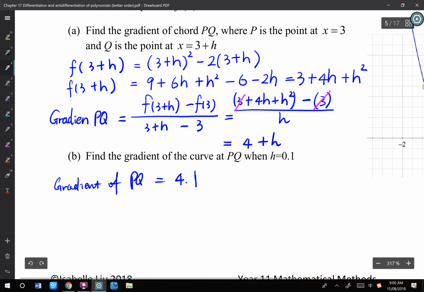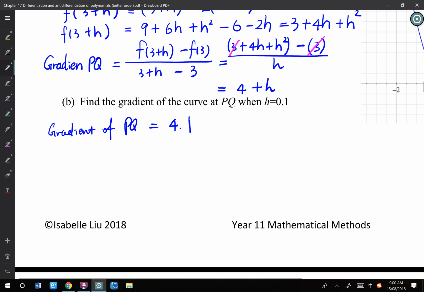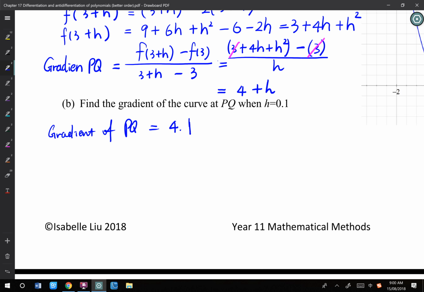So we haven't talked about any rate of change yet. It's just the average rate of change. It's not instantaneous at all because h is not small enough yet. It's just talking about any two points, what's the gradient between any two points.